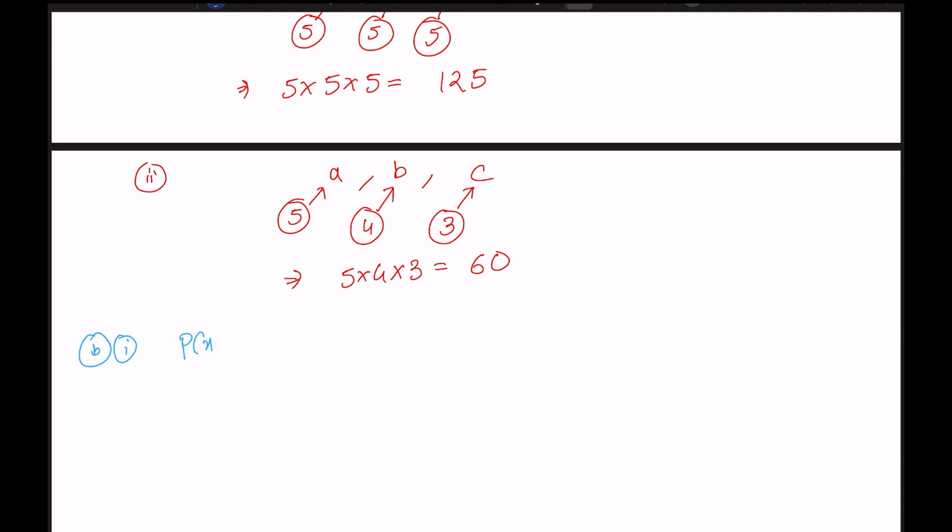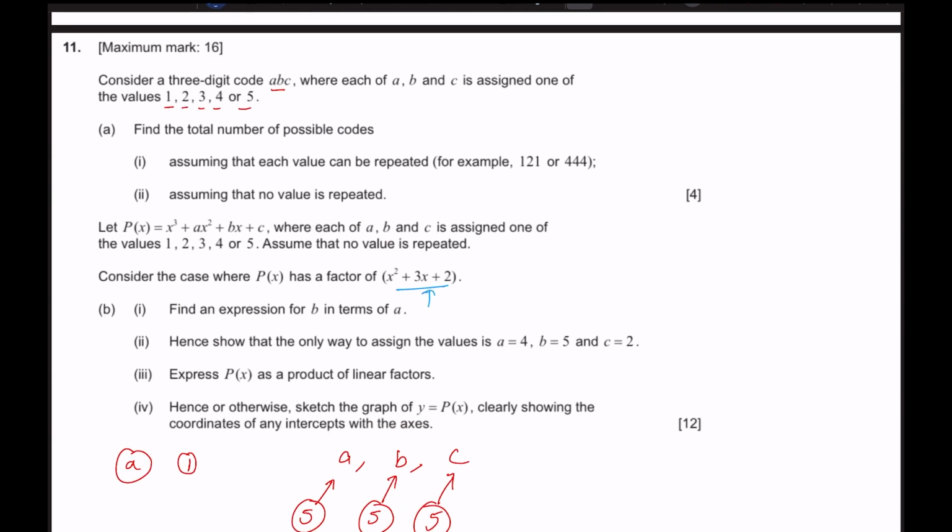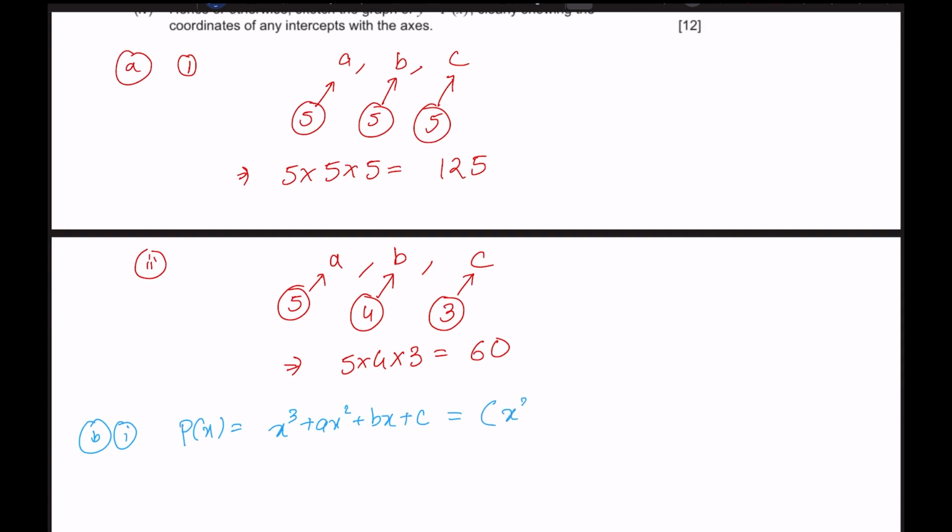So P(x), which is x cubed plus ax squared plus bx plus c, can be written in factors. One factor is given to us: x squared plus 3x plus 2. Since P(x) has degree 3, there will be another factor. Let's take that factor as x minus q. We can now factorize this as x squared plus 2x plus x plus 2, times x minus q.